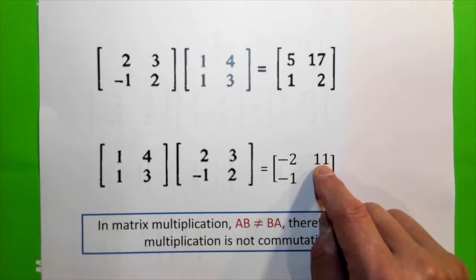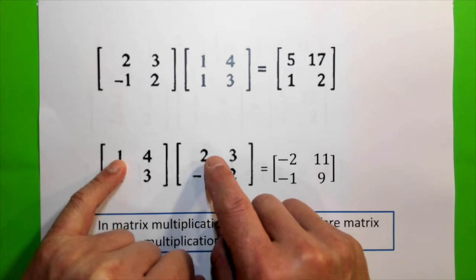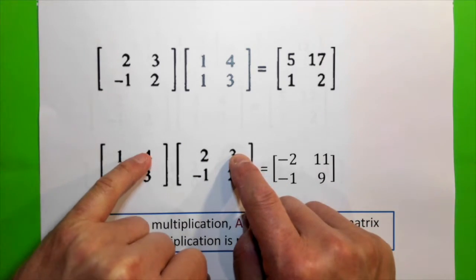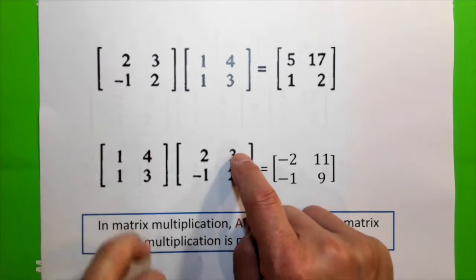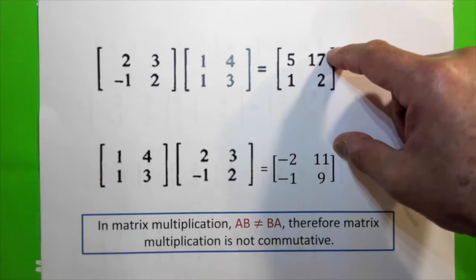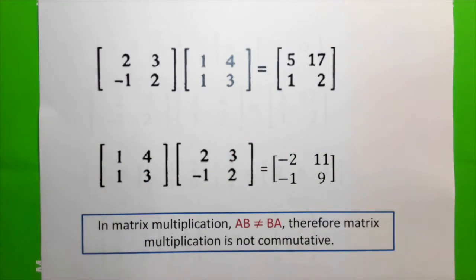Same with the next one. 1 times 3 and 4 times 2, which is 8 plus 3, 11, different from there. So in matrix multiplication, AB is not the same as BA. Therefore, matrix multiplication is not commutative.